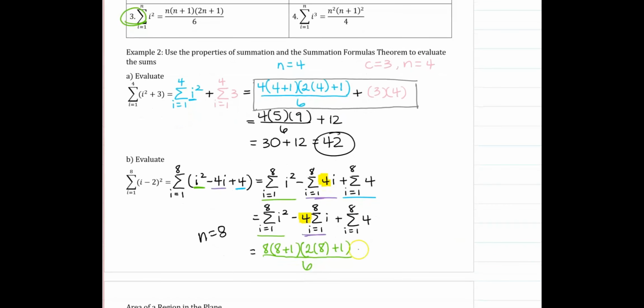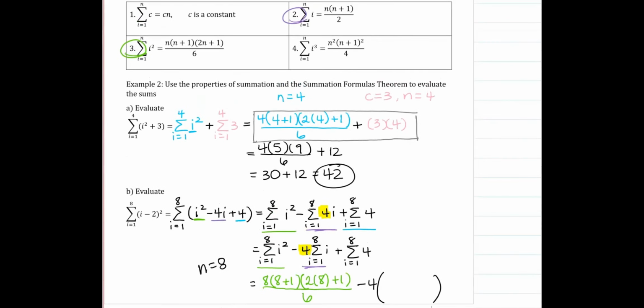And then we will subtract, and we have that 4 out in front, so I'll put that 4, and then I will open some parentheses there. And we're going to use the formula from the second part of the theorem for that second summation, where we only have I on the inside of that summation. Using that formula, we would have 8 multiplied with 8 plus 1. I'm plugging n into the right-hand side of this equation, and then that is divided by 2.